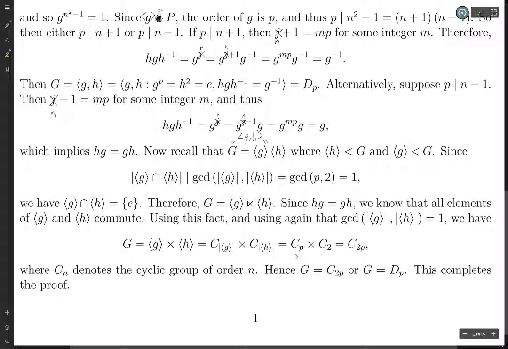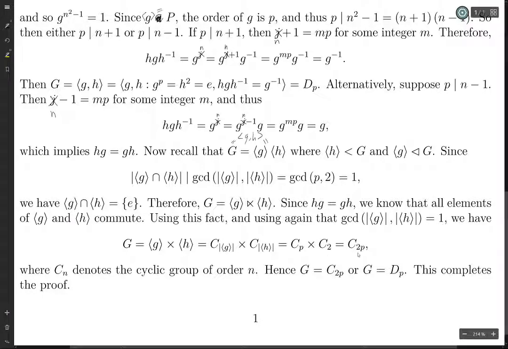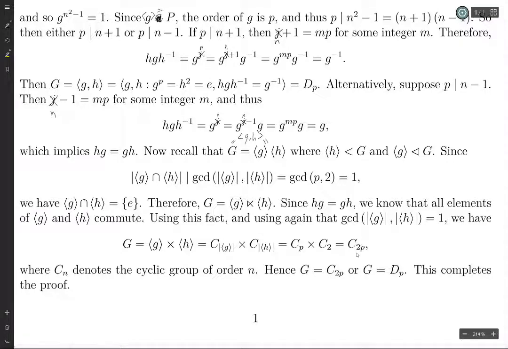And since the greatest common divisor of p and 2 is 1, Cp direct product with C2 is equal to C2p. Here, of course, Cn is the cyclic group of order n. And so in this scenario, we have that G is cyclic. So in the one scenario we had G is dihedral, in the other scenario we had G is cyclic, and that's exactly what we were trying to prove. And so there we go. This is it. This is what we wanted to prove.